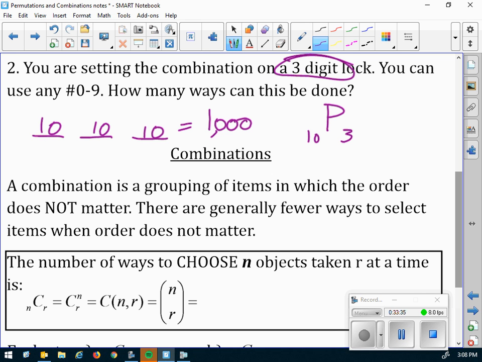Oh, okay. So here's where we have to be careful. This problem needs to say, can you repeat the numbers or not? Because when you do it with the P, that means the numbers are not repeating. So this problem doesn't really give us enough information, does it?